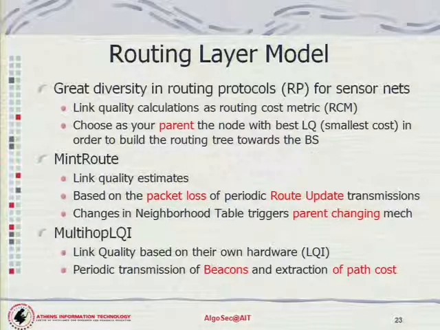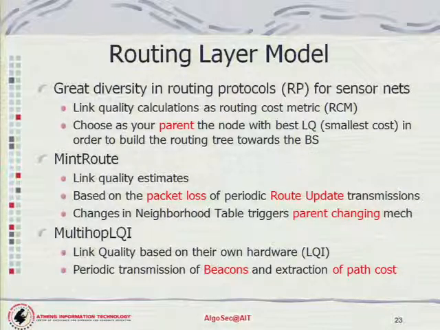Now, in sensor networks, there appears to be a great diversity in these routing protocols. But most of the existing ones, and actually I don't think that this will change in the near future, use link quality calculations as the routing cost metric. So what they do is, the nodes choose as their immediate parent, where they forward their messages that want to reach the destination, the node with the best link quality. And in that way, they build the routing tree towards the base station.